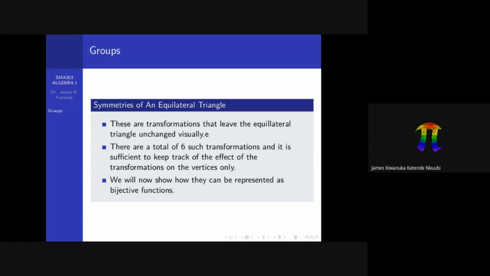So there are a total of 6 such transformations, and we can obtain them by simply keeping track of the effect of the transformation on the vertices. That is enough. If you keep track of where the vertices go, that is sufficient to determine each of the transformations. And eventually we shall represent them as bijective functions. Later on we shall study permutations, and we shall cover this in a little more detail.